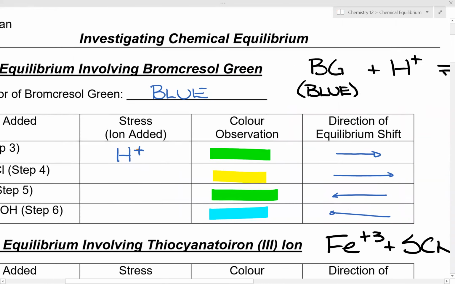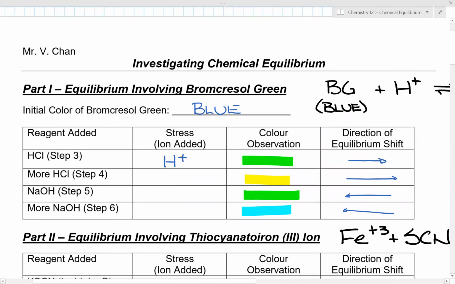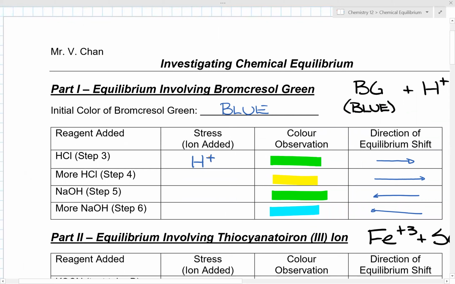And how do we know that? Because H+ is in the equation. How about this one? Step 4. What else did we add? It's an acid, so what's the stress ion? H+. Okay. Now, step 5, step 6.